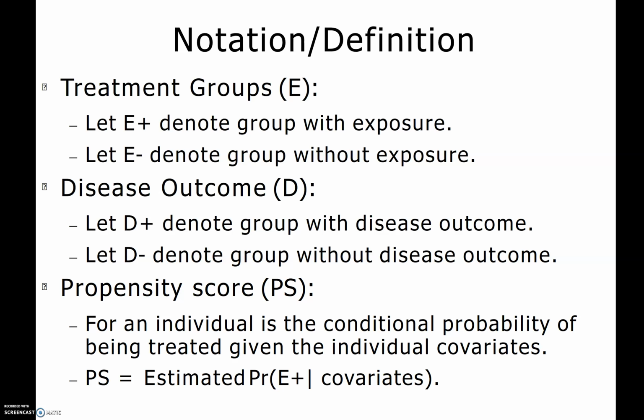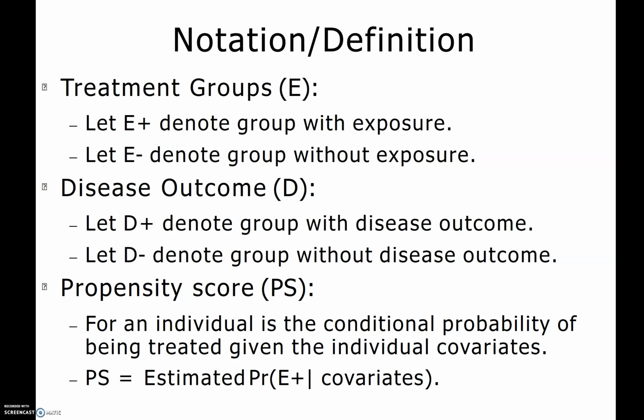Then we finally get the propensity score. For an individual, a propensity score is simply that conditional probability of being treated, E plus, given the individual covariates. So PS is that conditional probability that you get the treatment exposure given a certain group of covariates. And what are those covariates? They are typically very specifically chosen because they are ones that are known to be associated with that exposure of interest, the E group, the treatment group.